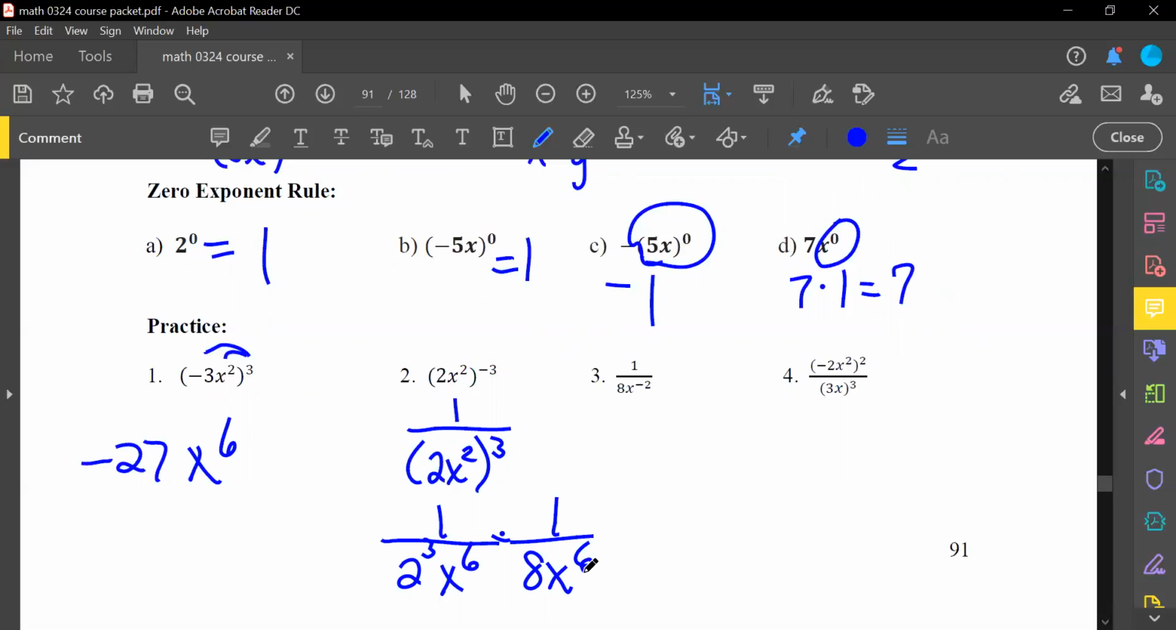So number 3 is probably one of the ones people mess up a lot because the -2 only applies to the x. It does not apply to the 8. So 8 does not come upstairs, only the x. So we keep x, we make x go upstairs, and we keep 8 downstairs.